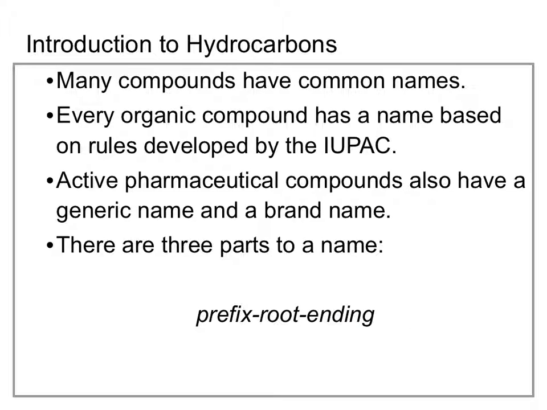One of the most important parts of learning organic chemistry is learning how we name compounds. Every organic compound has a name based on rules which are developed by the International Union of Pure and Applied Chemistry, or IUPAC. These are quite often referred to as the IUPAC rules. There are 3 basic parts to every name under IUPAC rules: the prefix, the root, and the ending. All of the different organic compounds that we look at naming in this course will follow that same basic structure.